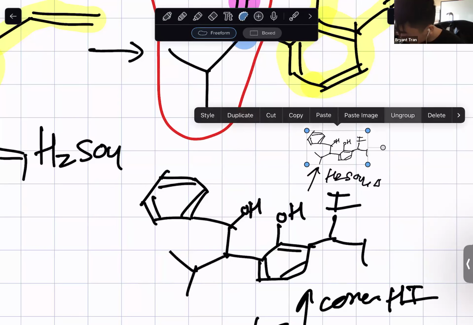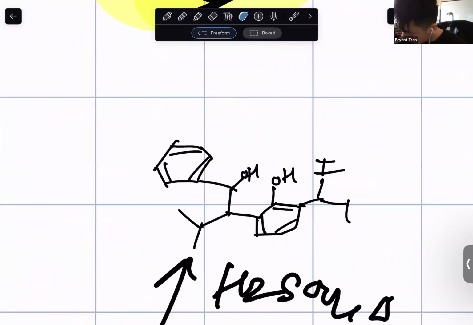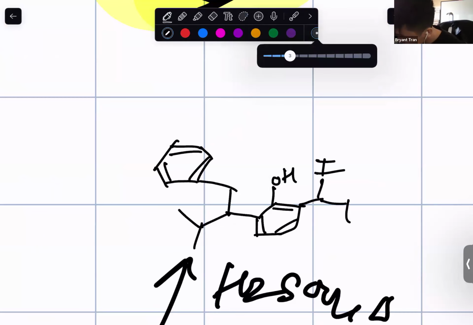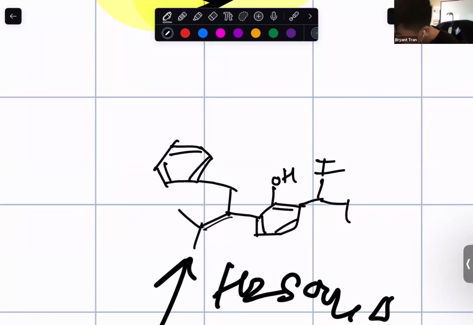And then we know that alkene is going to be right here because that's the more substituted position. We want to get this alkene right here, so we could do HBr with peroxide, which will put a bromine on the less substituted position. And then we do LDA to do E2 Hofmann.